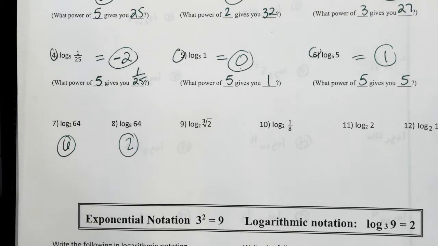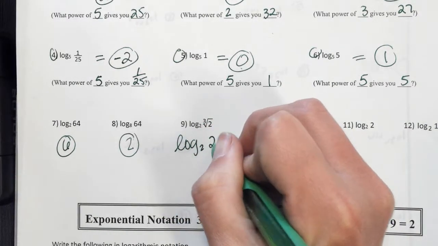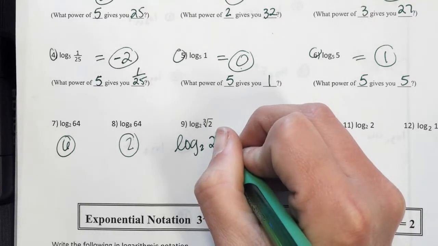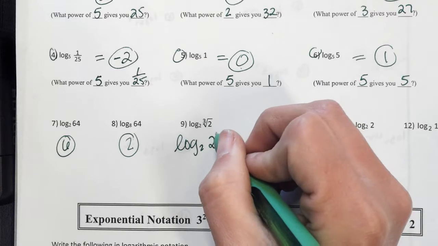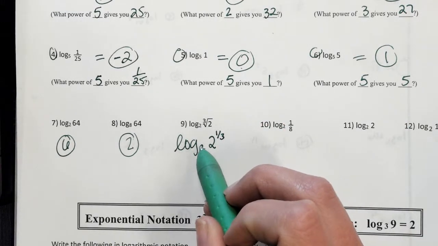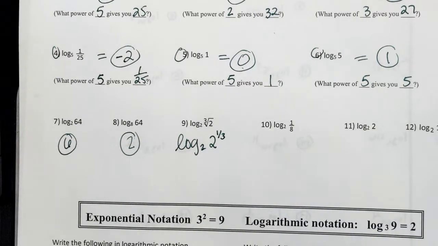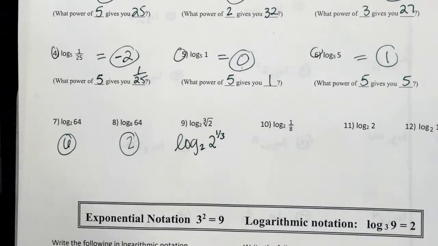Anybody? Good. Okay, good. Because we know that the cube root of 2 is 2 raised to the what power? Not third. 1/3. Good. So what power of 2 would give us 2 to the 1/3? 1/3. Good. If you cannot figure these out, here's a good way to do it.